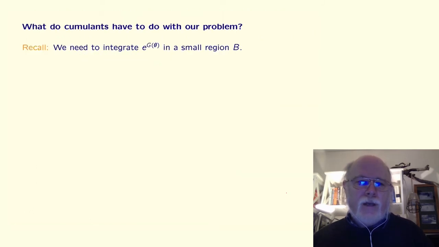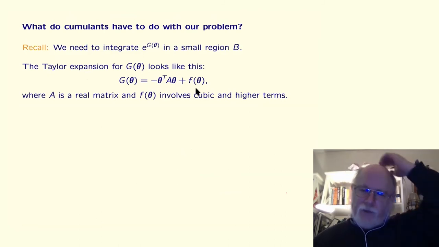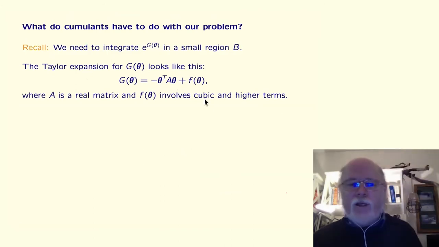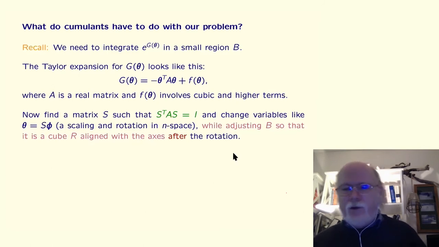So what do they have to do with our problem? We want to integrate something like e to the g of theta in a small region. The Taylor expansion for g of theta looks something like this, a quadratic form plus some other stuff. And for the regular graphs, this other stuff has got cubic and higher terms. Now we find a matrix S that diagonalizes the quadratic form. S transpose AS is the identity. And we change variables. You know that any quadratic form becomes diagonal if you rotate it carefully into the direction of the eigenvectors.